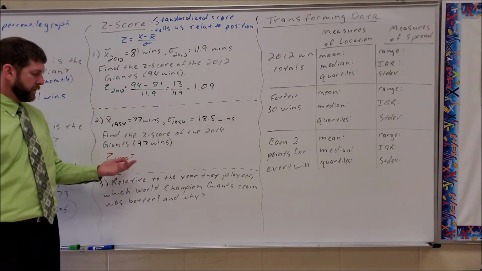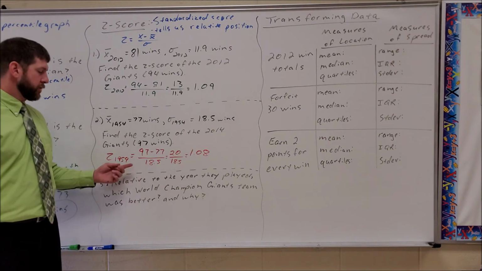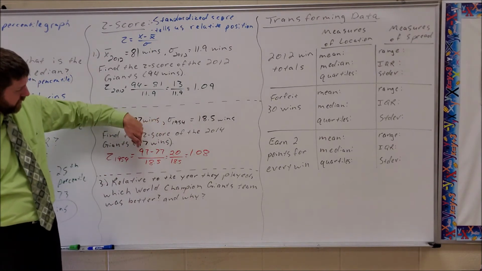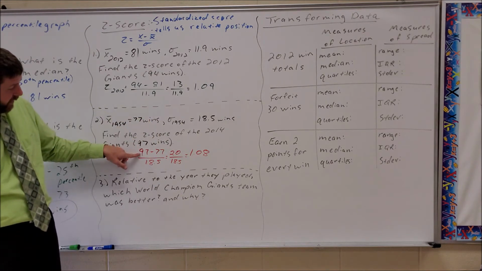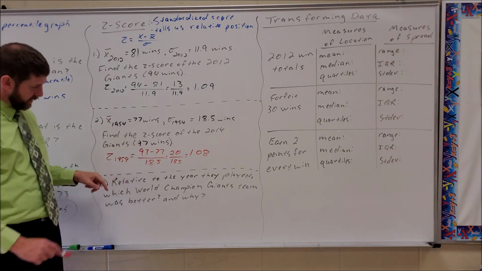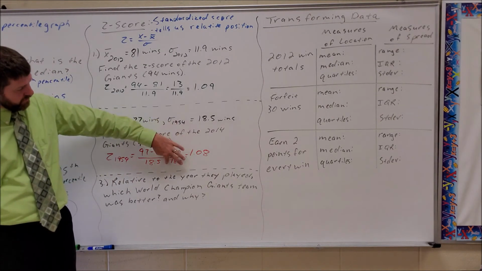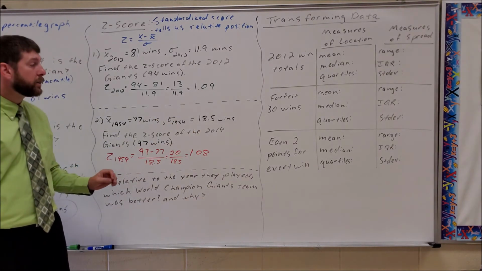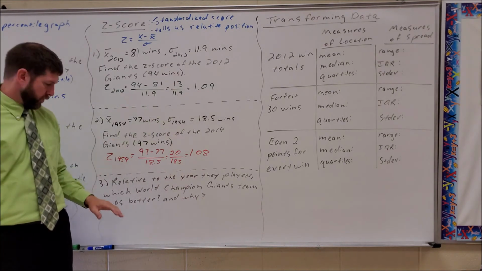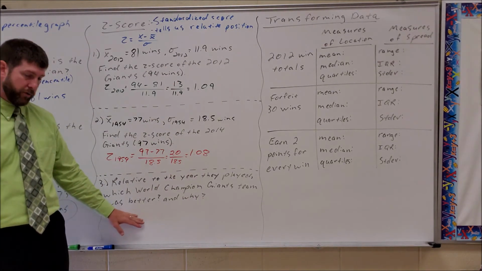All right, hopefully you're able to get this answer. So as we can see, when we do the value, 97 wins, minus our mean, 77 wins, and divide it by standard deviation, you get 20 divided by 18.5, which is 1.08. So based on these 2 Z-scores, I want you guys to take a moment and answer number 3.